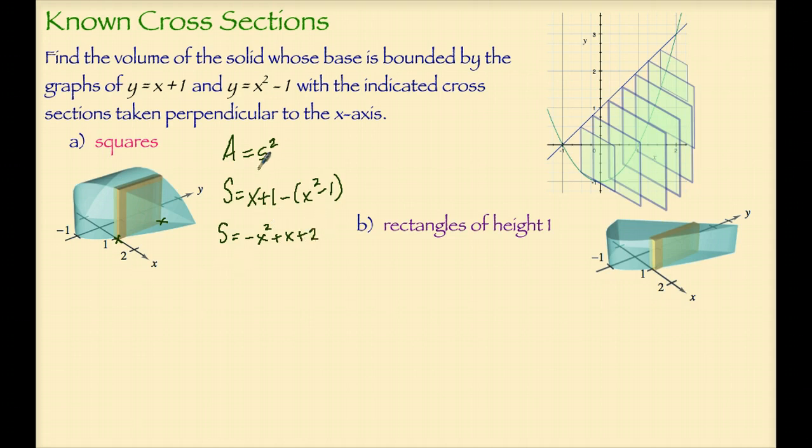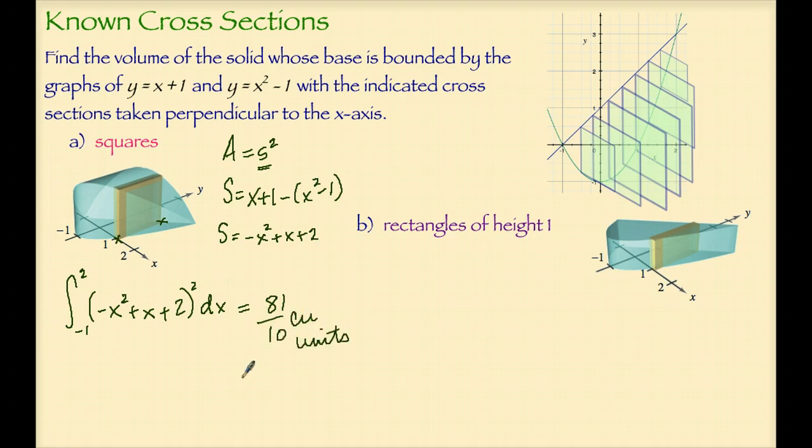And since the area of a square is side squared, we'll integrate from negative 1 to 2 our expression (negative x squared plus x plus 2) squared dx, and this integral will calculate the volume of that solid. To integrate this, you would need to multiply this trinomial times itself, integrate all of the individual terms, of course plug in 2 and negative 1, and you would end up with a volume of 81 over 10 cubic units.